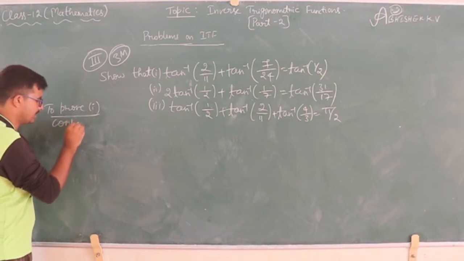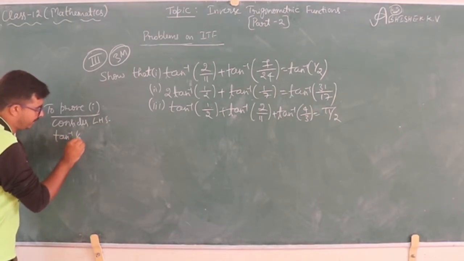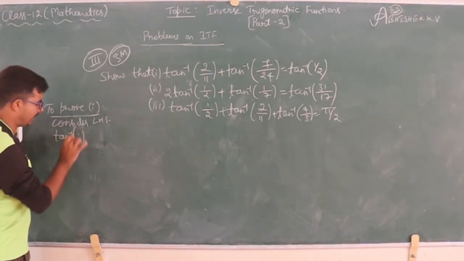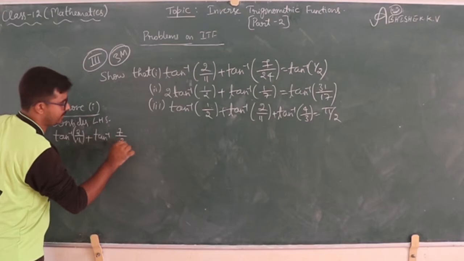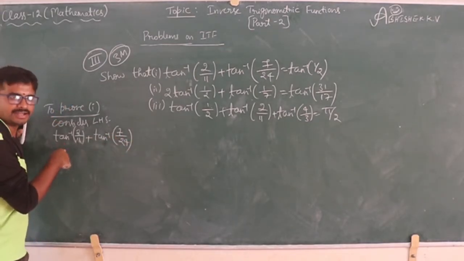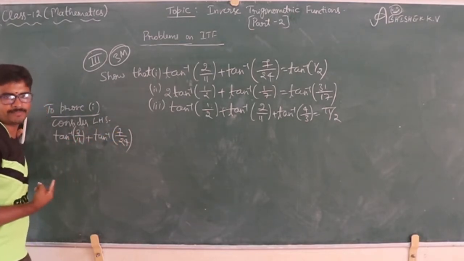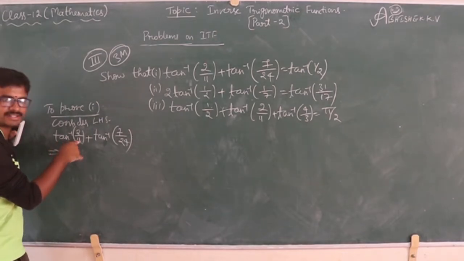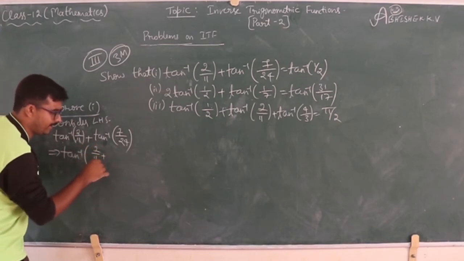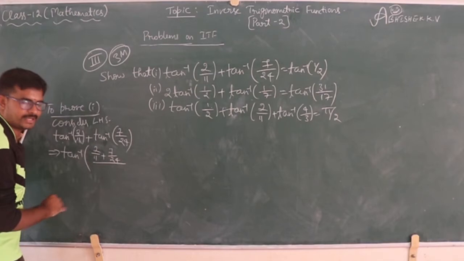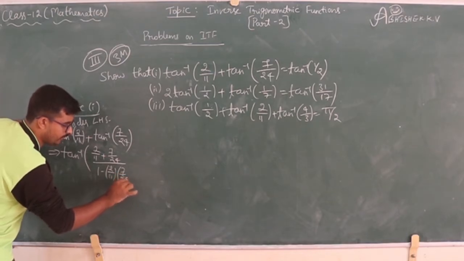Consider LHS. What is LHS? Tan inverse of 1 by 2 plus tan inverse of 2 by 11 plus tan inverse of 7 by 24. It is of the form tan inverse A plus tan inverse B, where A is 2 by 11 and B is 7 by 24. Using the formula, tan inverse A plus tan inverse B is tan inverse of A plus B divided by 1 minus AB. What is A? 2 by 11 plus B, 7 by 24, divided by 1 minus AB, that is 2 by 11 into 7 by 24.